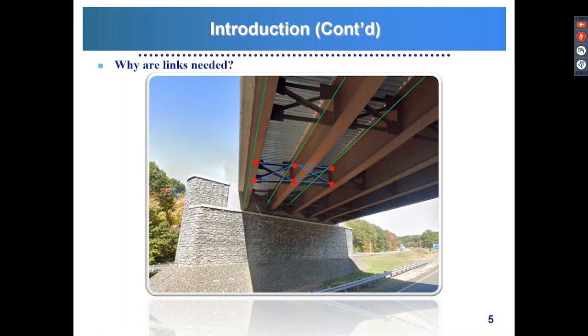In reality, we have a connection plate and a web that is connecting the cross-frame to the girder. At this point, the software just doesn't know that. So that's why we have to tell the software that these are connected, or physically connected. And that's what we need links for.